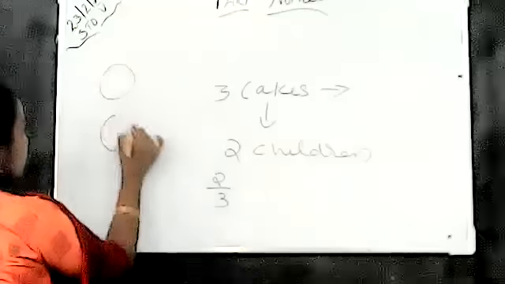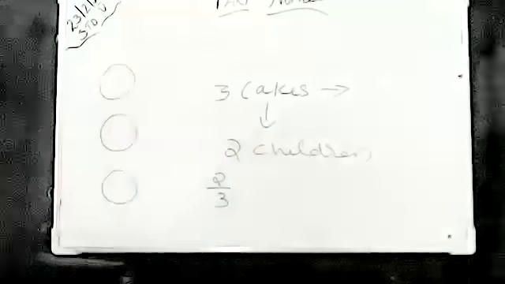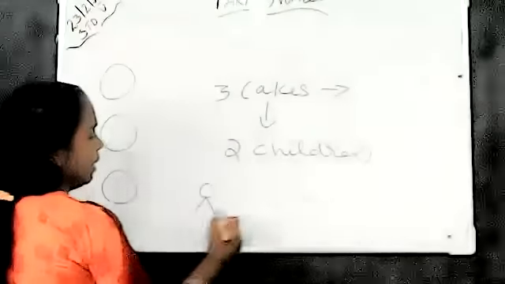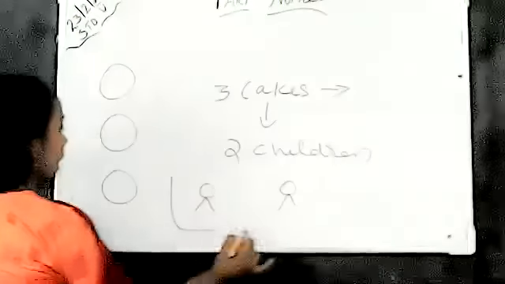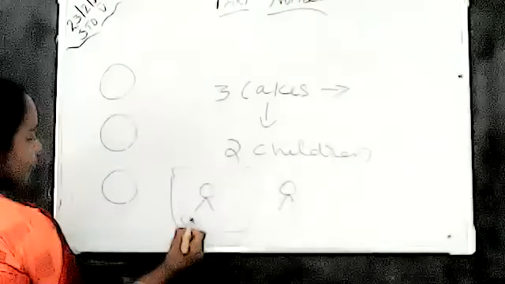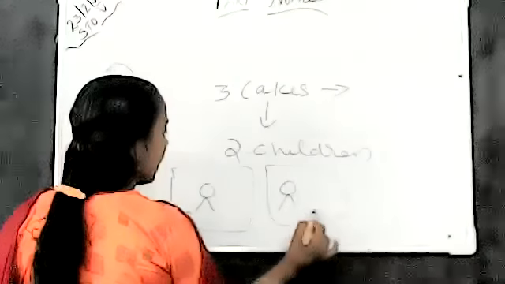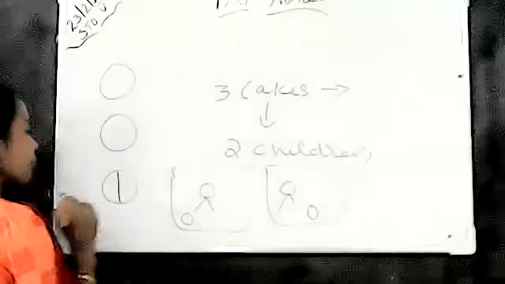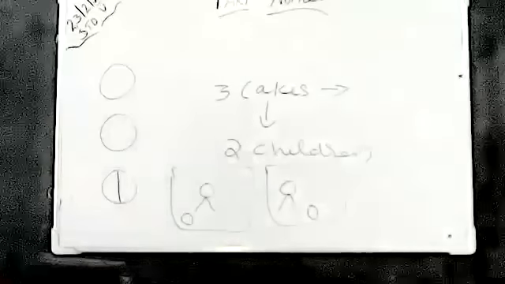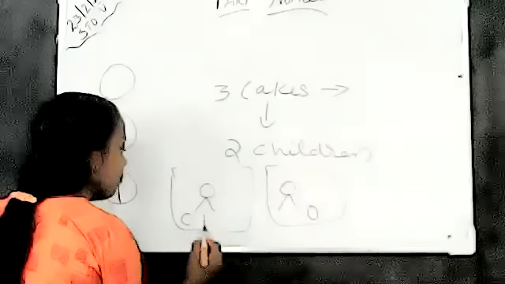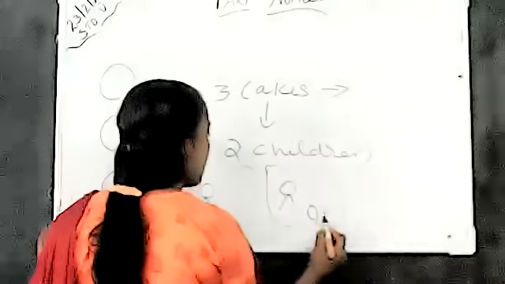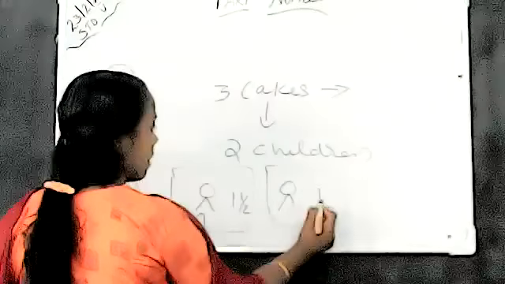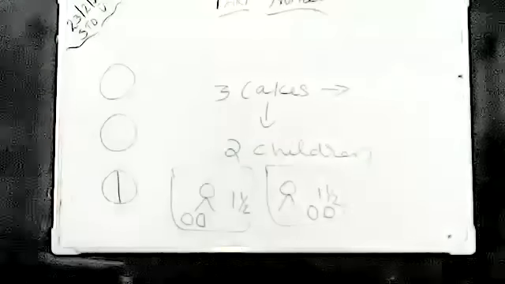Okay, there are 1, 2, 3 cakes. How can we divide them? Firstly, there are 2 children. I give the first cake to one child, and the second cake to the second child. The next cake I cut into 2 pieces, and give a half piece to each. How much did each get? 1 and a half pieces.